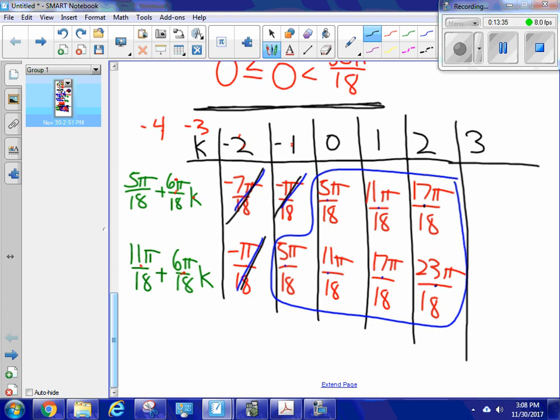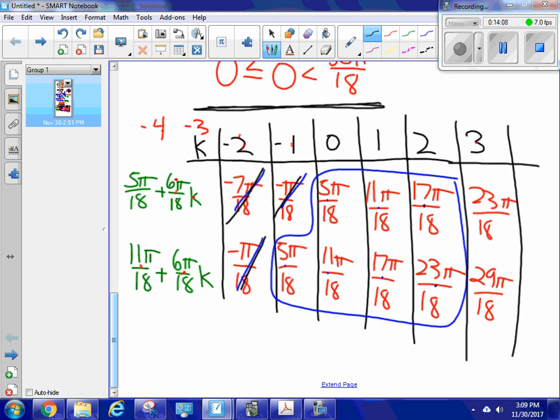So let's try 3. If I have 3k, that would be 3 times 6 is 18, plus 5 is 23 pi over 18. And then 3 times 6 is 18, 18 plus 11 is 29 pi over 18. Well, I have to go a little bit more.